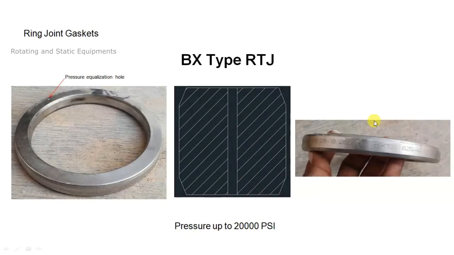Next we will go for BX type. BX type gaskets are only suitable for API 6BX type flanges. These types of gaskets are used up to 20,000 psi pressure. This BX type gasket has a pressure passage hole for pressure equalization on each sealing face side. BX type gaskets are not interchangeable with R and RX type gaskets. The dimensions of the gasket compared to the R and RX type will vary according to the standards.